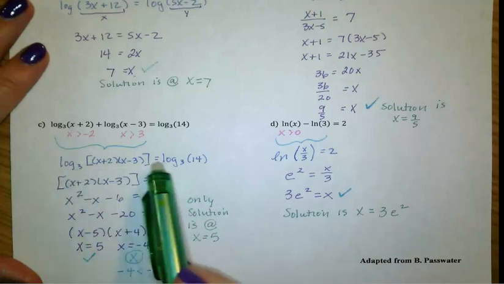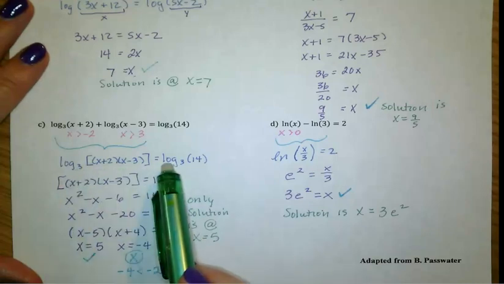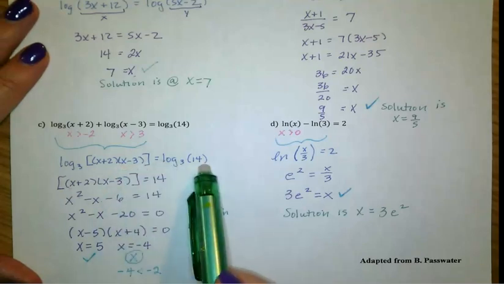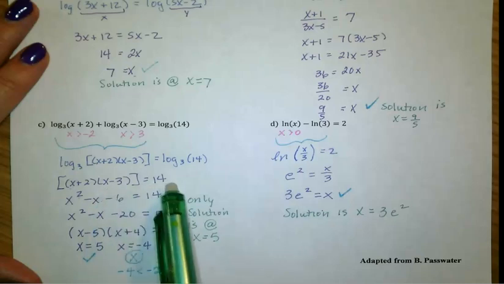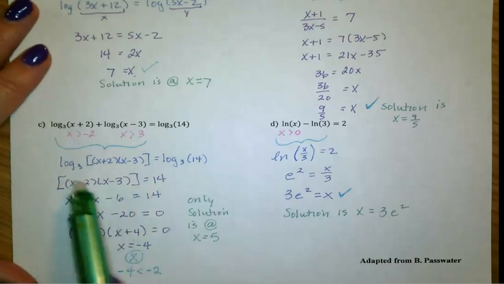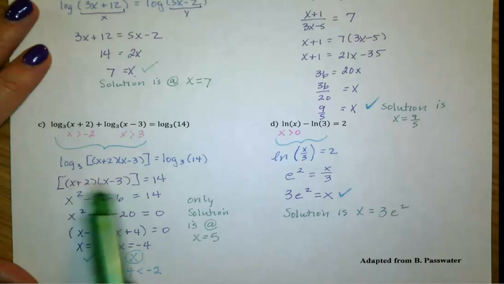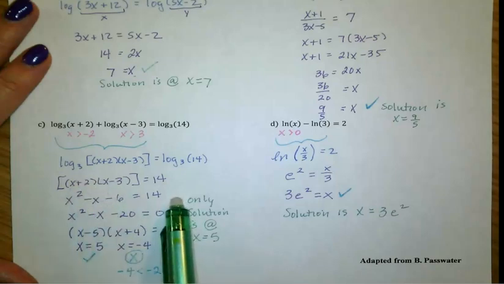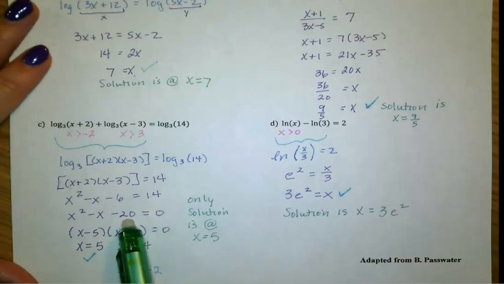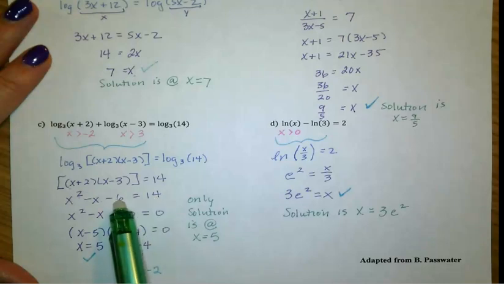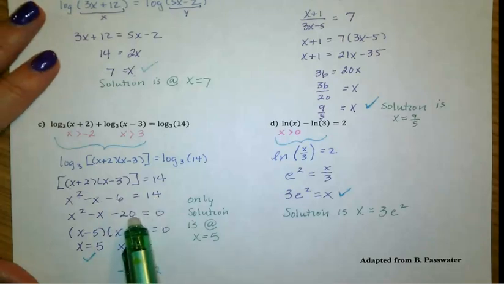So once I have one log on each side, so this is definitely a case of form 2, then we can equate the x and the y. So here I have set it equal. Factored this out or multiplied it out, however you want to think of it. I got x squared minus x minus 6 and a 14 on this side. So I need to move the 14 over here with this -6. So subtracting 14 and a -6 gives me a -20.